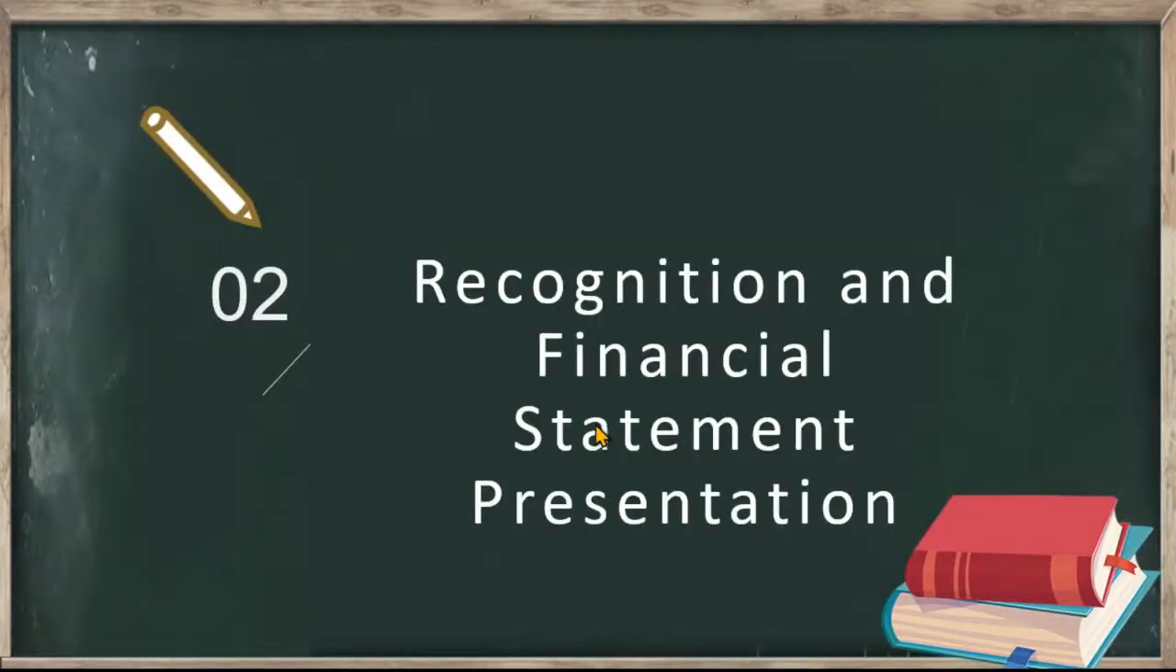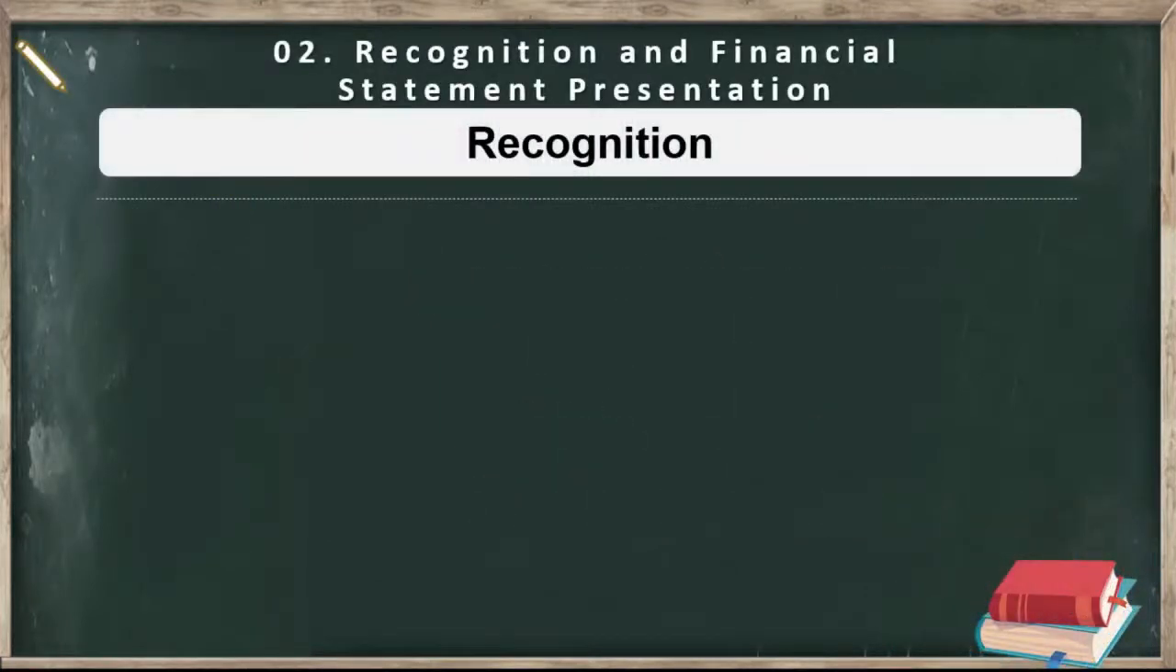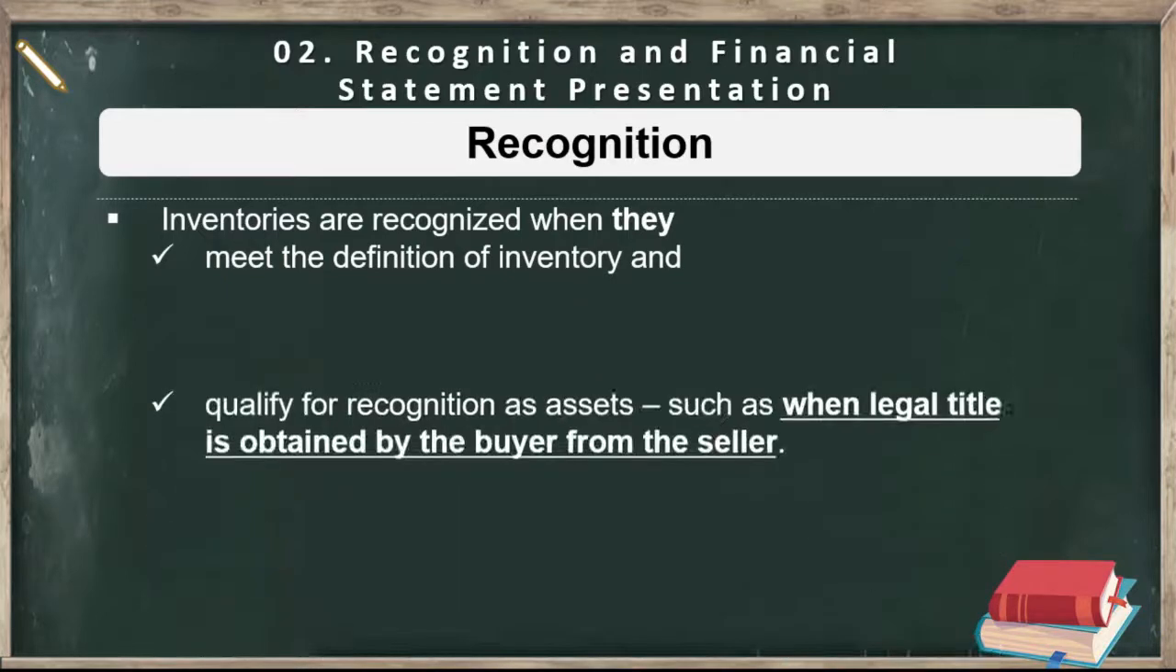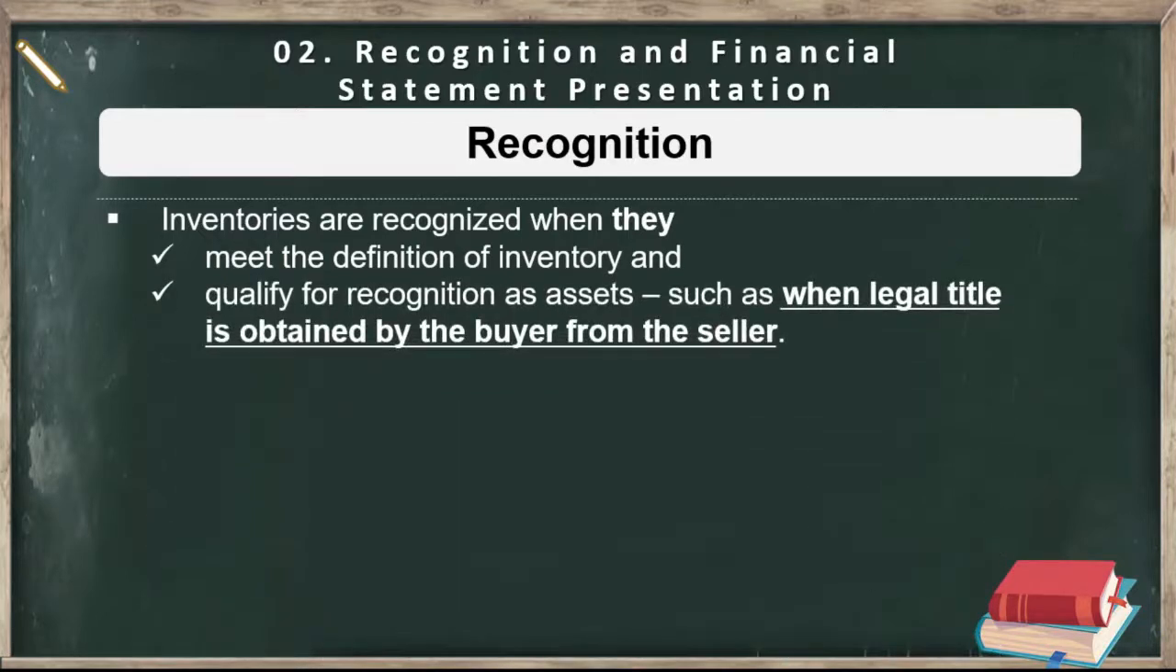Then, when do we recognize inventories and how are they presented in the financial statements? So we have the recognition. Inventories are recognized when they meet the definition of inventory and they qualify for the recognition as assets. And how do we know if they qualify as assets? Such as when legal title is obtained by the buyer from the seller.